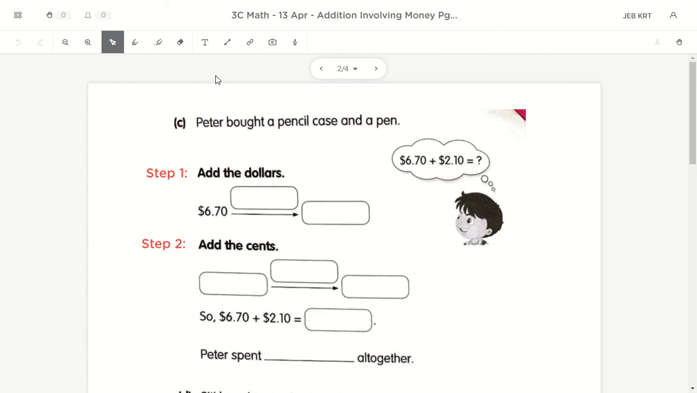So you add the dollars part first. So let me just highlight this. So I start out with $6.70. Let me add the dollars part in first. So what I need to do, I need to add the dollars part, which is add $2. So this is also quite straightforward. Since I'm just adding $2 first, so $2 plus the $6 give you $8.70.